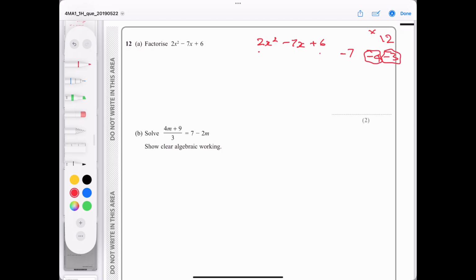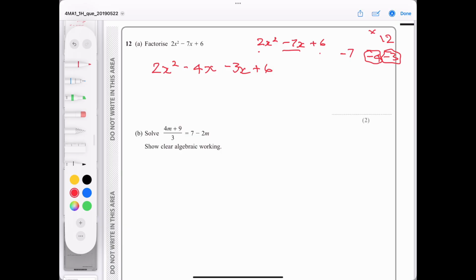Okay, so what we're going to do now is rewrite this again. So we're going to go 2x squared, and we're going to split up the minus 7x into minus 4x and minus 3x plus 6. And we do this when we're looking at expanding brackets anyway, and then we clear it up and make it look like that.